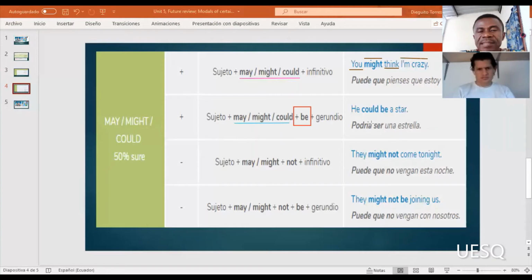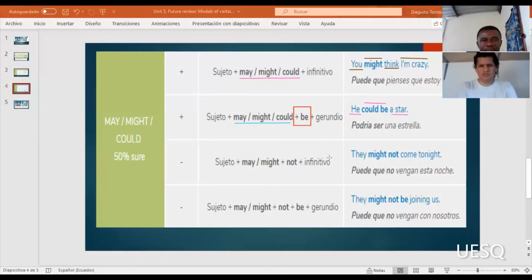Okay, so let's look at the example. He could be a star. Here, he is the subject, could, modal verb, then be is the verb, then a star, the complement. Very good.